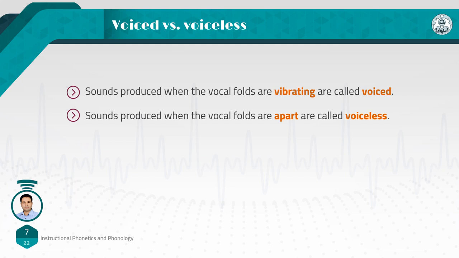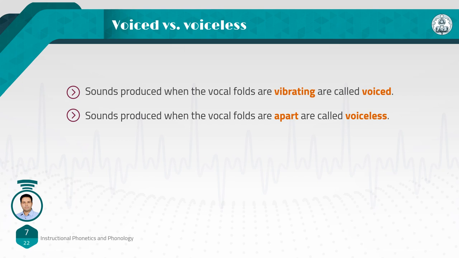In order to hear the difference between a voiced and a voiceless sound, try saying a long V sound, which we will symbolize as V. Now compare it with a long F. Now try to say them alternately like this. You can see that once we have vibration and then we don't have it.